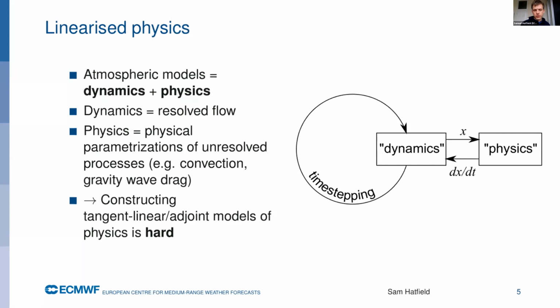So when we want to construct tangent linear and adjoint models, we have to not only linearize, we have to linearize every single subcomponent of the model. And this is particularly difficult for physics because physics subroutines tend to be very long and esoteric, but they also involve sharp transitions, sometimes even from an if statement.